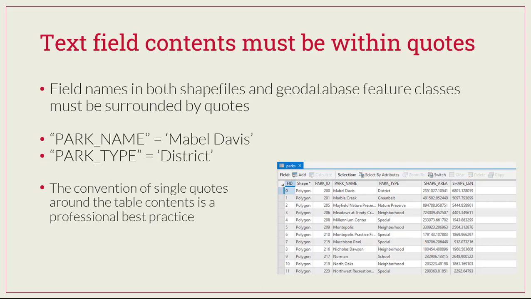So if we wanted to query for the park that has a name of Mabel Davis, we would query this out as park name with double quotes around it is equal to Mabel Davis. Same with park type is equal to district. Notice here on the left and the right hand side of the equal sign, on the left hand side we've used double quotes, and on the right hand side we've used single quotes. This is simply a professional best practice convention of using double quotes for the field names and single quotes for the text string within those fields.